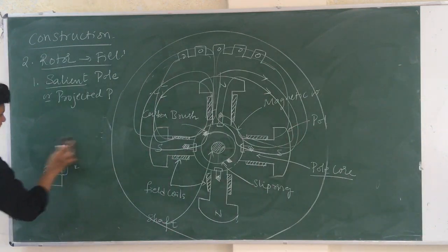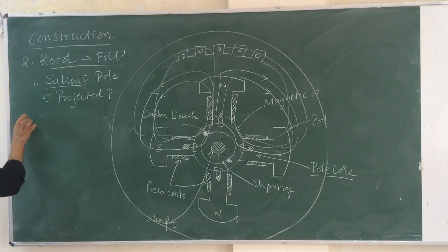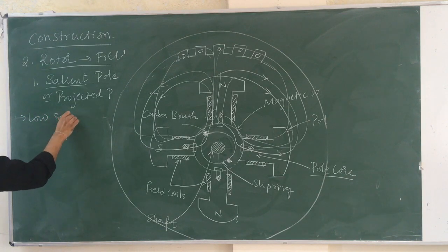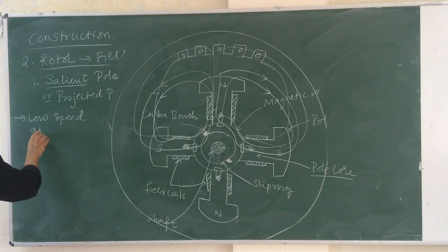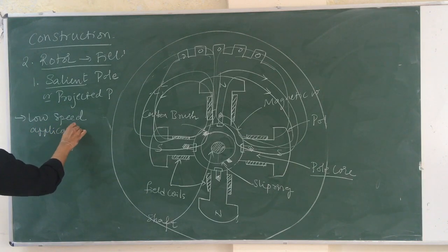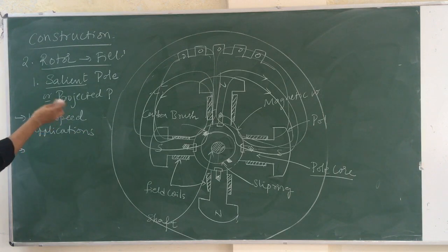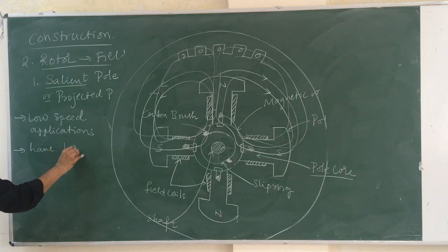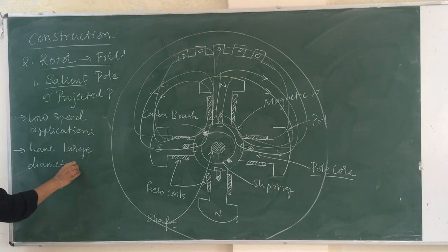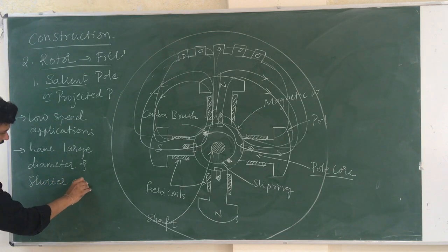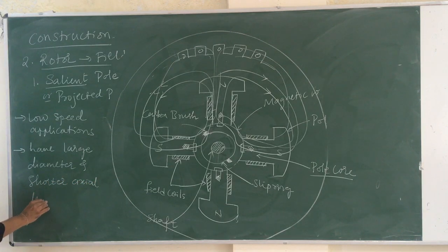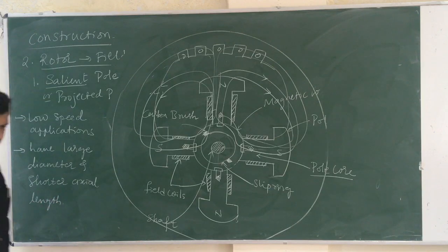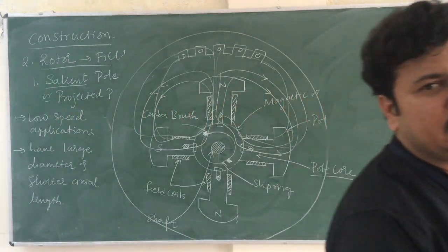Salient pole or projected pole system we use for low speed applications. These generally have a large diameter and shorter axial length. These are large diameter and shorter axial length.